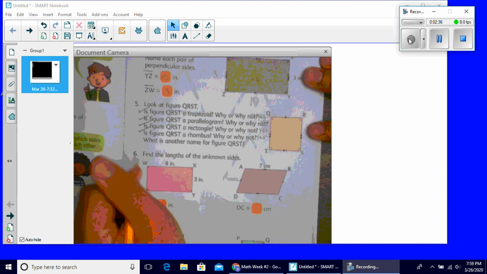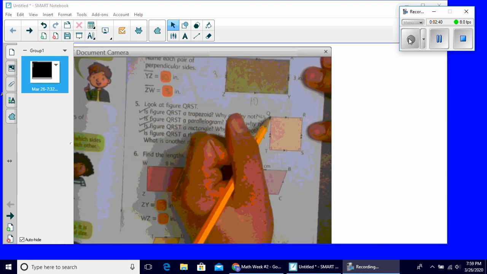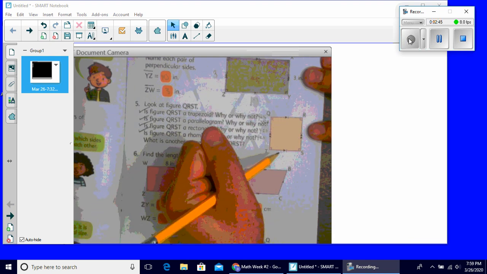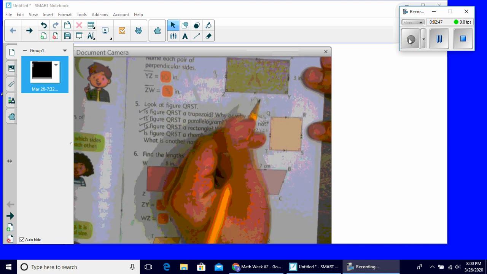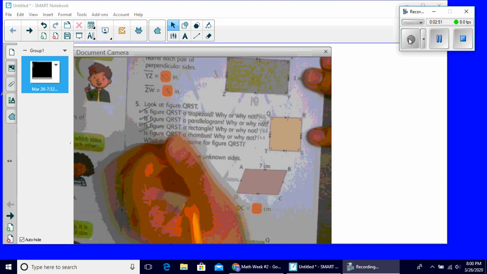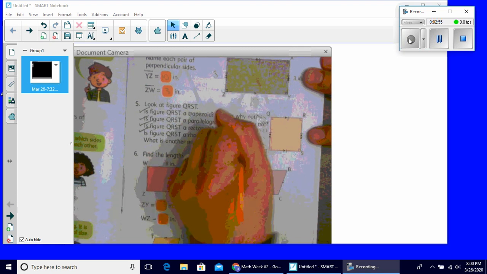Last one. What's another name for figure QRST? Well, QRST has 2 pairs of parallel sides, opposite sides of equal length, 4 right angles, and if you notice the notches, it has 4 sides of equal length. So another name for it, as you already know, is a square.